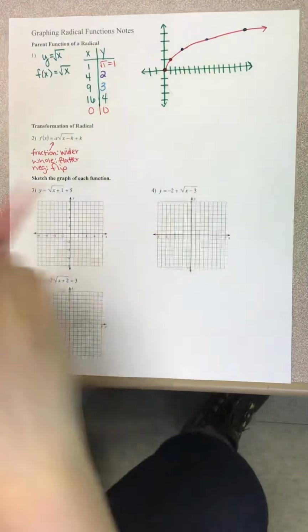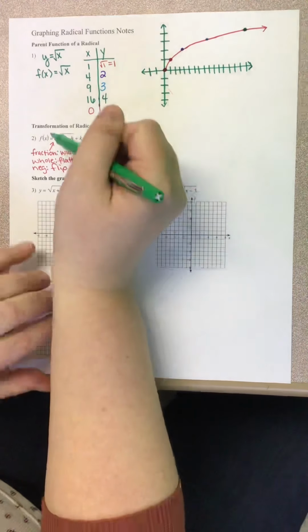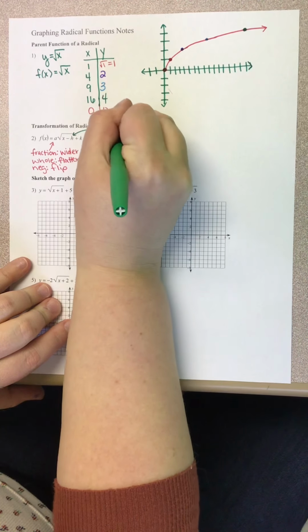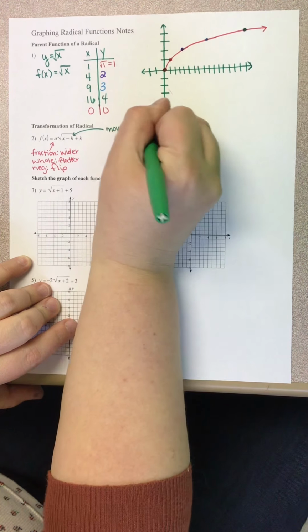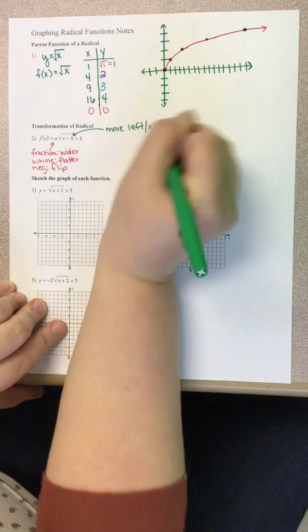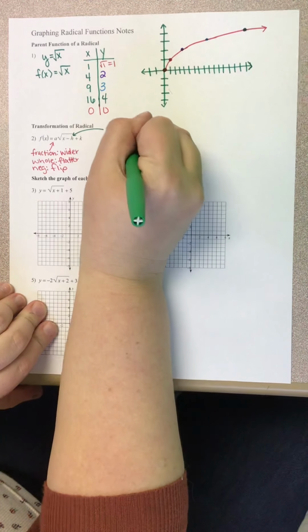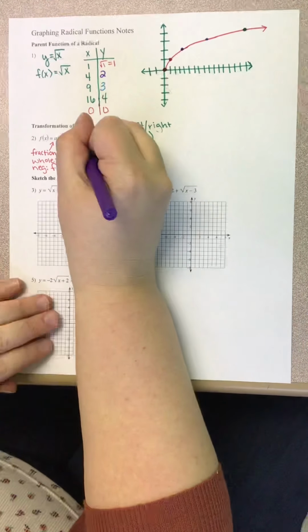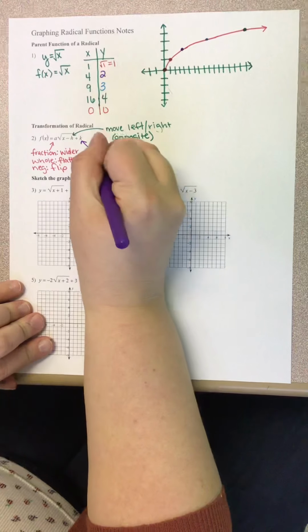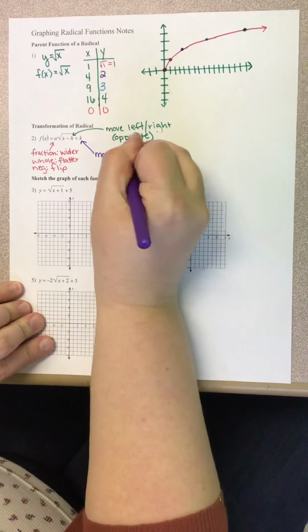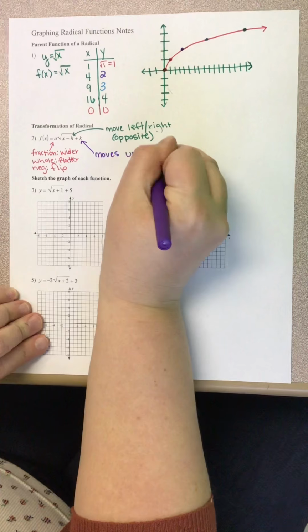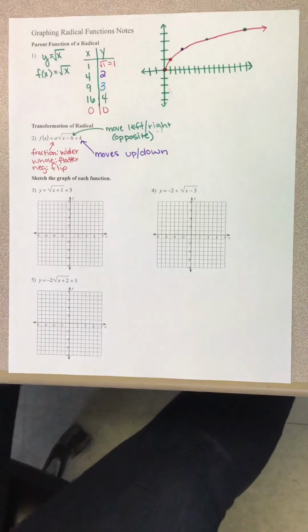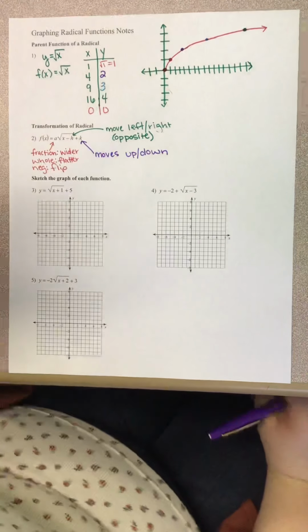And then H, that's what the letter A will do. H will move it left or right, and does the opposite of what you think it should do, just like before when we were doing parabolas. And K moves it up and down, and doesn't do the opposite. It just does exactly what you think it should do. So that's all you need to know how to do.